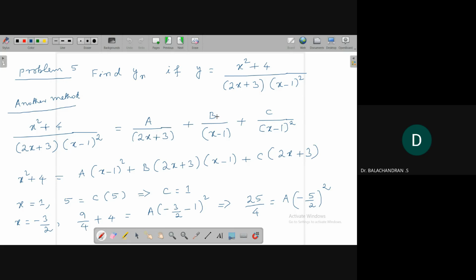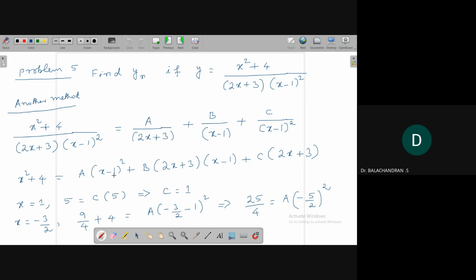So if we multiply here, 2x plus 3 into (x minus 1) whole square, (x minus 1) gets cancelled. That's why we are writing B into (2x plus 3) into (x minus 1). Now we need to find the values of A, B, C.